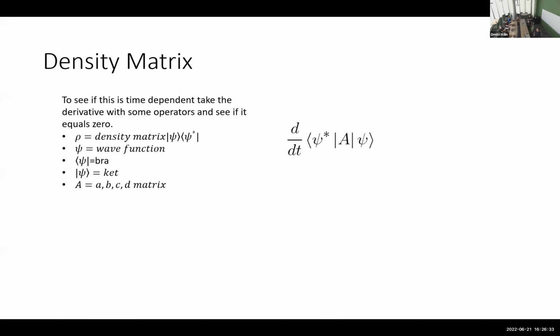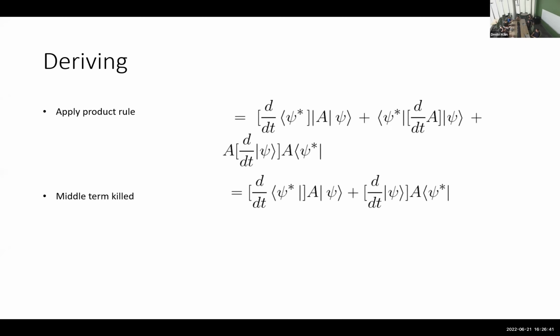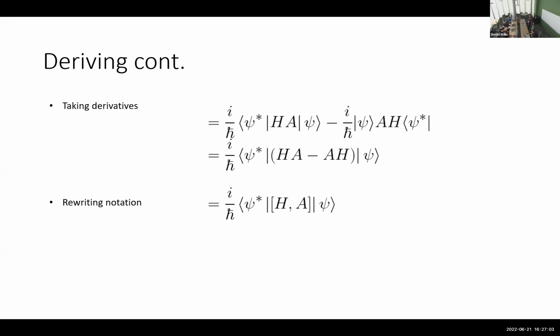So to see if this is time dependent, we'll take the derivative with respect to time and see if it equals 0. Just deriving it, we have to make sure that we apply the product rule. And then when doing that, we can see that the middle term is killed by the time derivative of A. So A dot is killed because it's just a time derivative of an operator. So an operator is dependent on time, obviously.